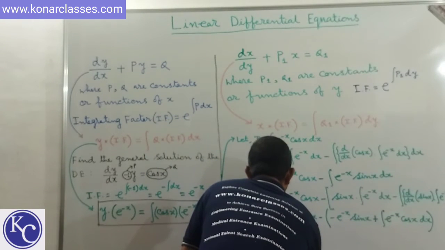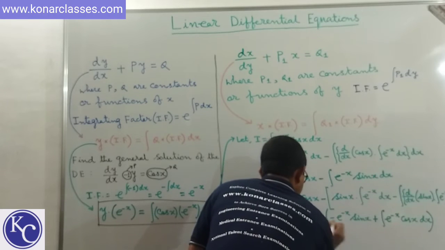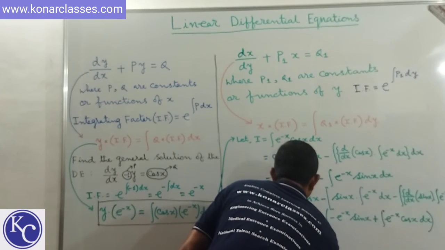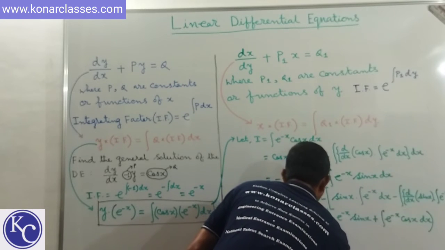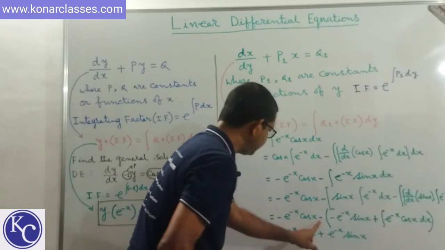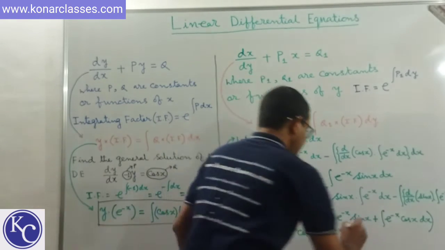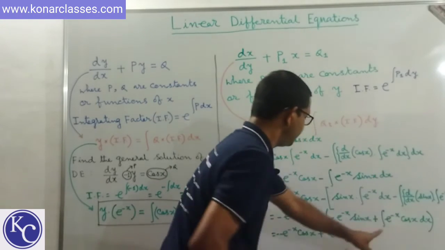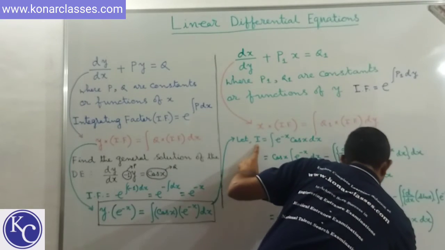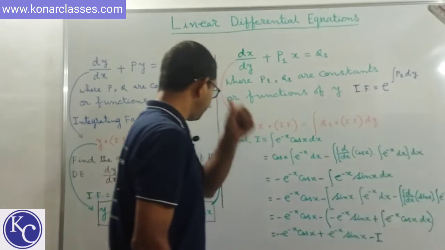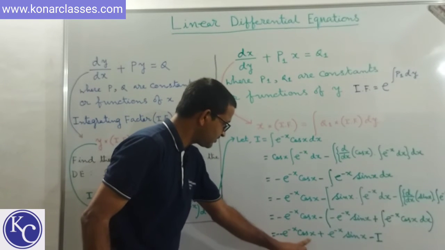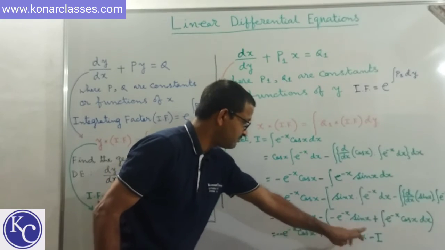So we get e power minus x. I am writing it. First we write minus e power minus x cos x plus e power minus x sin x. Okay, and this minus and plus become minus. Minus, what is this? e power minus x cos x dx, that is nothing but I. So what do we get, dear students? I is equal to minus e power minus x cos x plus e power minus x sin x minus I.